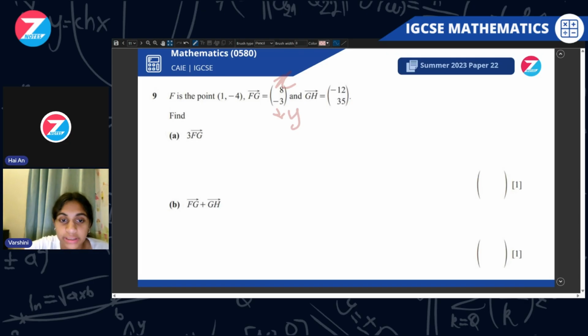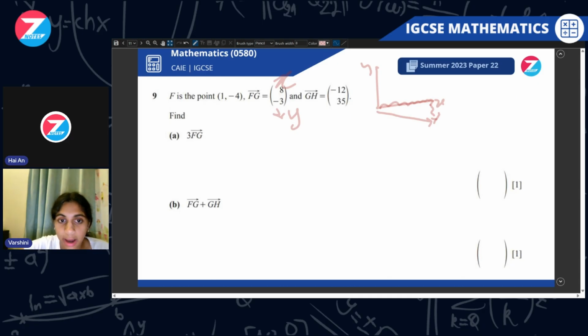So first of all, how would vector FG look? If we drew a graph over here with x and y, it would be 8 in the x direction. So 1, 2, 3, 4, 5, 6, 7, 8, somewhere over here, and minus 3. That means instead of going upwards, it's going to go down 3. So it would be somewhere here, and the vector would be along this line.